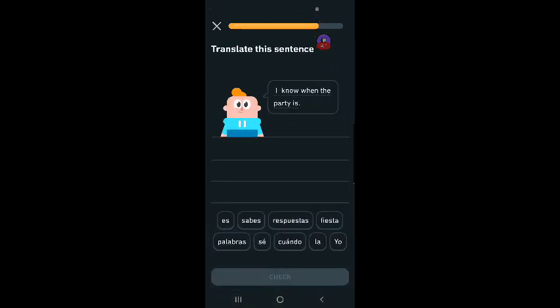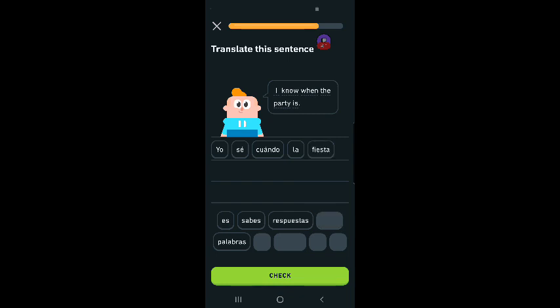Okay, I know when the party is. Yo sé. Sí. Cuando la fiesta. Oh, es la fiesta. Okay. Yo sé cuando la fiesta is not correct. It's I know when the party is. Yo sé cuando es la fiesta. I know when is the party.